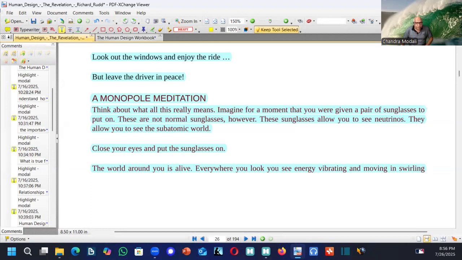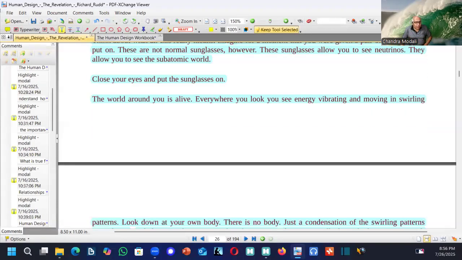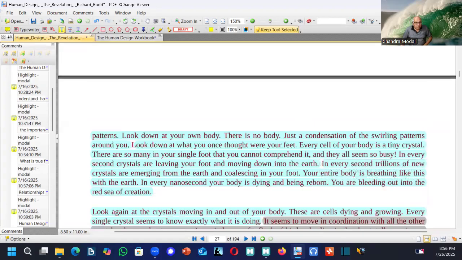The world around you is alive. Everywhere you look, you see energy vibrating and moving in swirling patterns. Look down at your own body. There is no body, just a condensation of the swirling patterns around you. Look down at what you once thought were your feet. Every cell of your body is a tiny crystal. There are so many in your single foot that you cannot comprehend it.